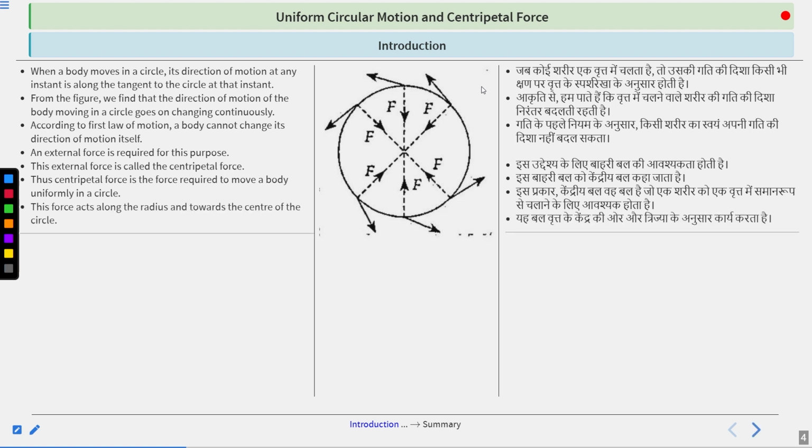This force acts along the radius and towards the center of the circle. If this is the center of the circle, and suppose here is the body, then this line that you are seeing is the centripetal force. This is the radius and this is the center. From the body to the center of the circle, through the radius, the centripetal force acts.